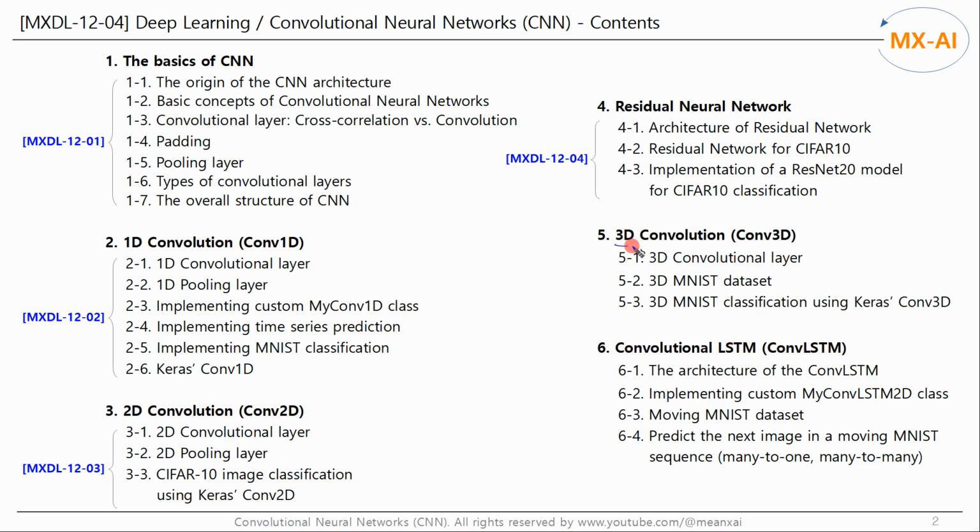Before moving on to 3D convolutions, let's look at the residual neural network, which can be used to build deeper CNNs. Let's look at the overall architecture for a residual network. And let's look at the structure of a small-scale residual network for the CIFAR10 dataset. Finally, let's implement a small ResNet model to classify CIFAR10 images.